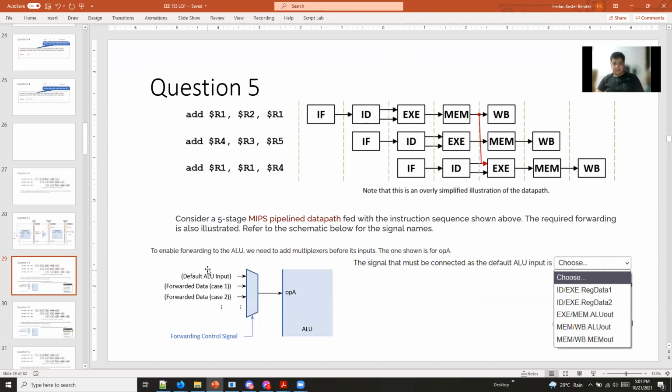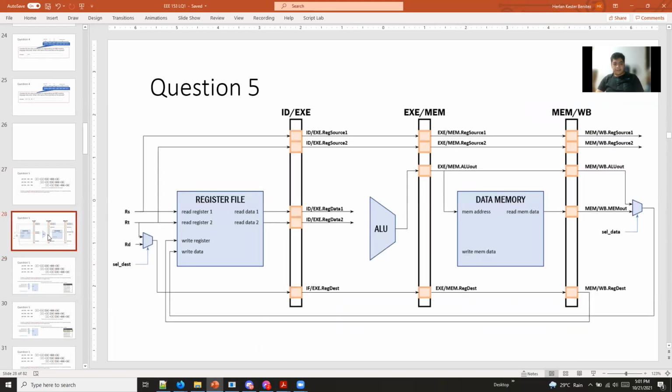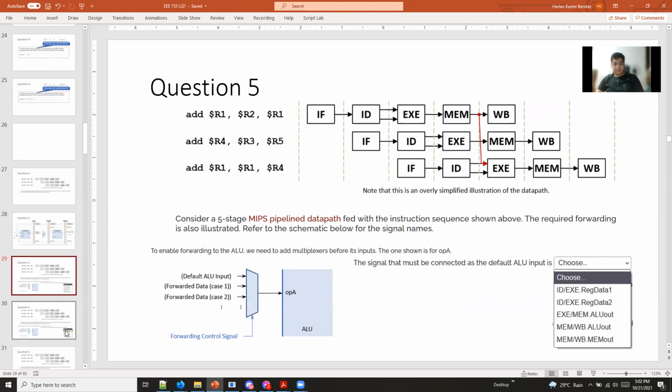So the first question is, to enable forwarding to the ALU of the execution stage here, we add a multiplexer. The first question is, the signal that must be connected as the default ALU input is one of these choices. The default ALU input is the ID/EXE reg data, either 1 or 2. Since this question is about operand A, it is reg data 1. So, reg data 1.